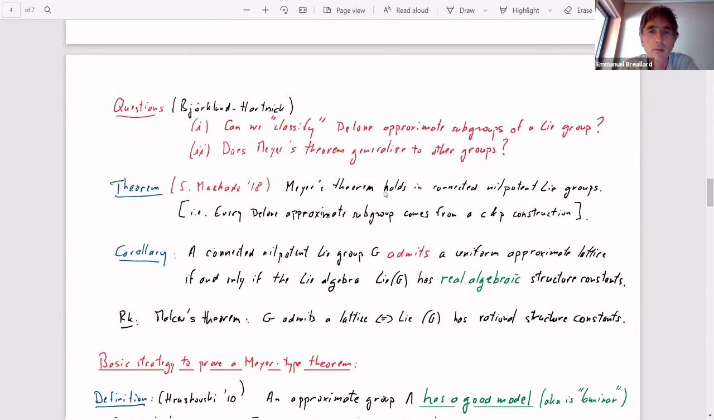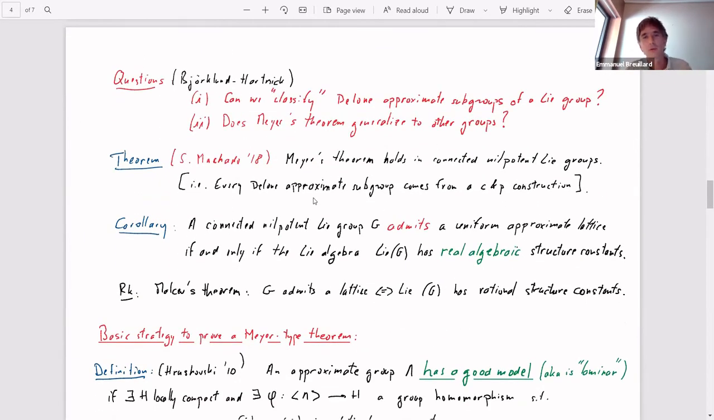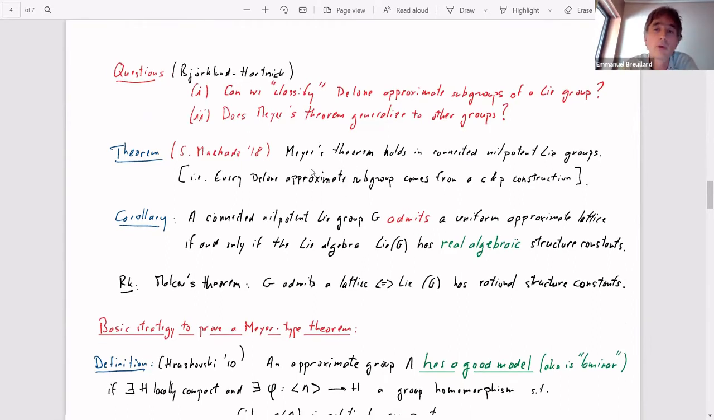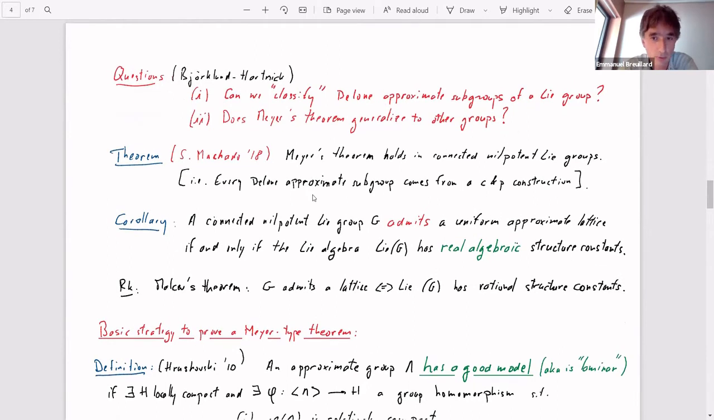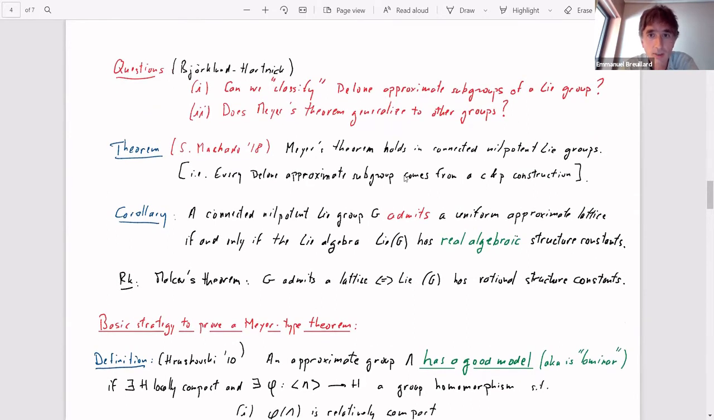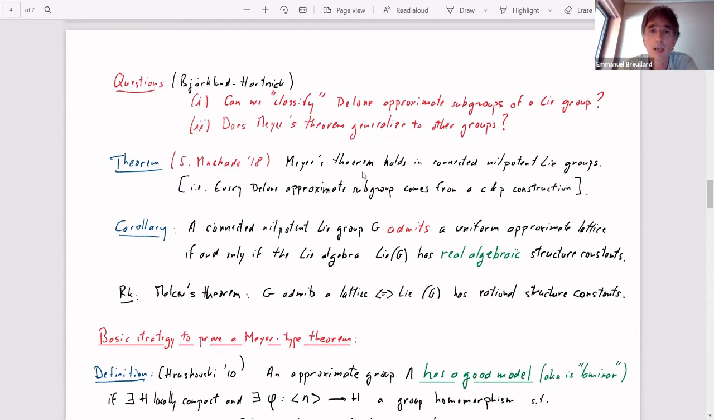And so I gave this problem to my student Simon a few years ago in his master thesis, and he solved it for nilpotent Lie groups. And he showed that in fact, indeed, Meyer's theorem extends to nilpotent Lie groups exactly as it's stated. So every approximate lattice in a nilpotent Lie group comes from a cut and project construction.